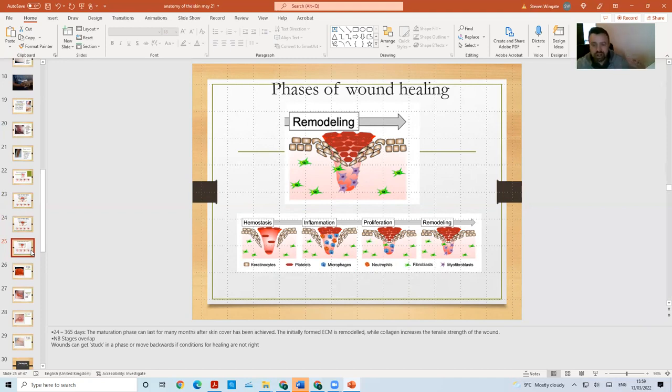The new myofibrous bits are coming back in. The tissue's now formed quite nicely, and the new remodeling has happened. So the new skin is ready to go.